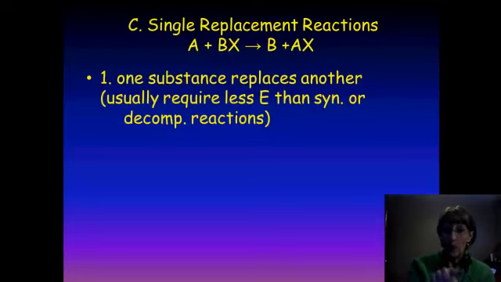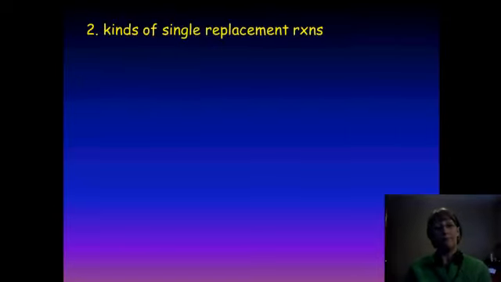So how do we know if A is going to kick B out of the way? We look on a chart. You have it on your yellow pages. It's called the activity series. If A is more reactive by itself than B, it'll boot B out of the way, and so it becomes more stable that way. B is by itself. B is a little bit less stable, but there was less potential energy in it than A was by itself. We'll talk about this more a little bit later. So one substance replaces another in a compound.